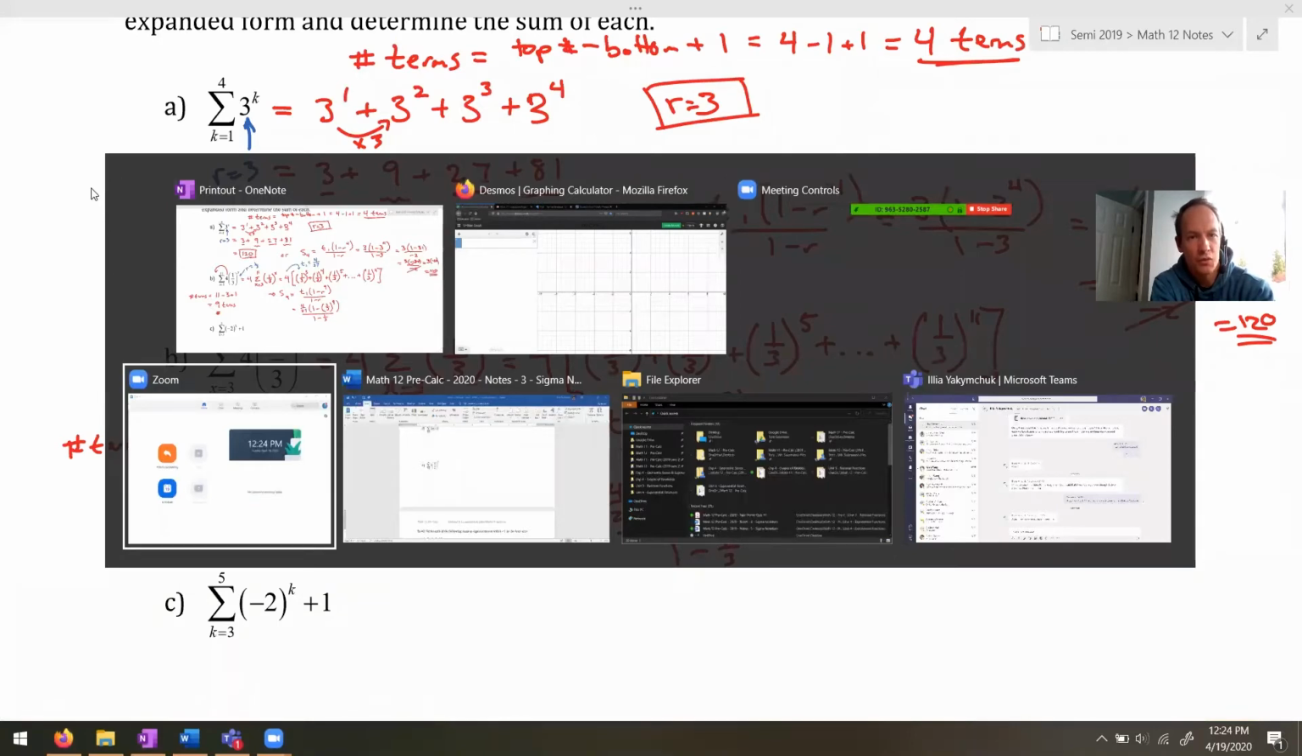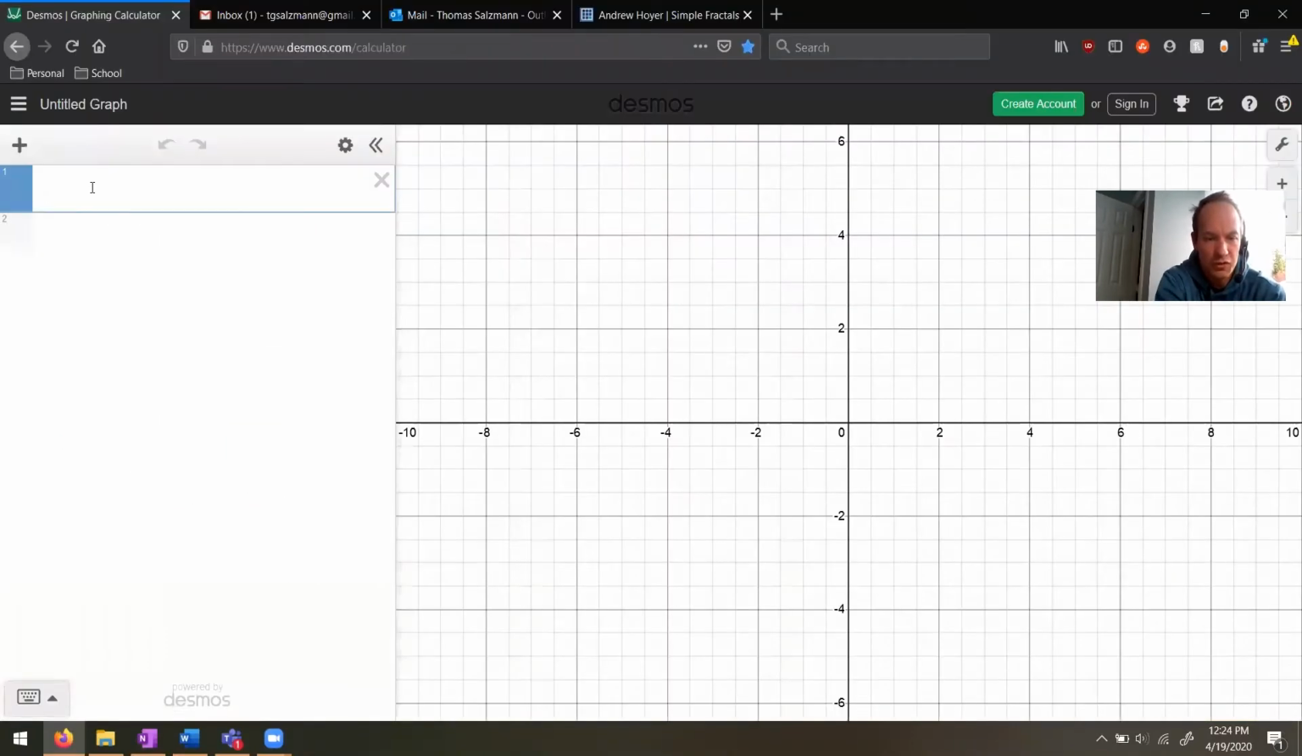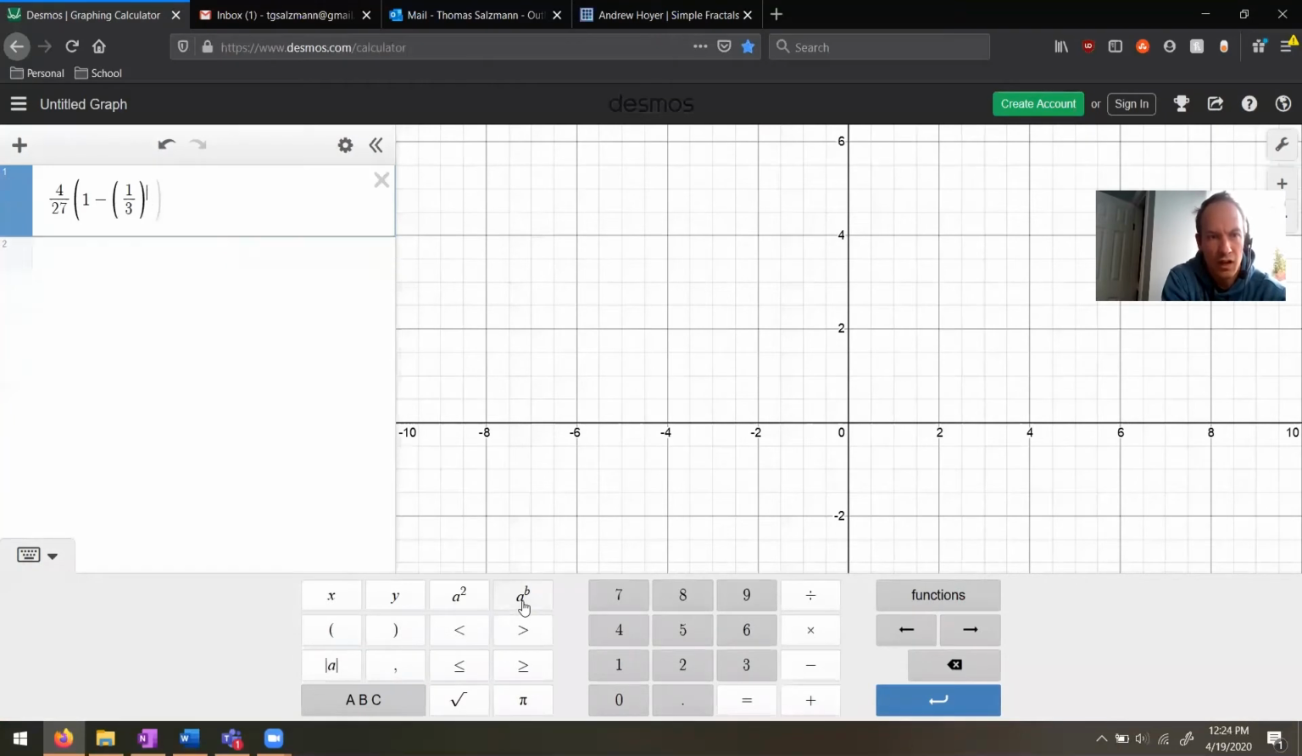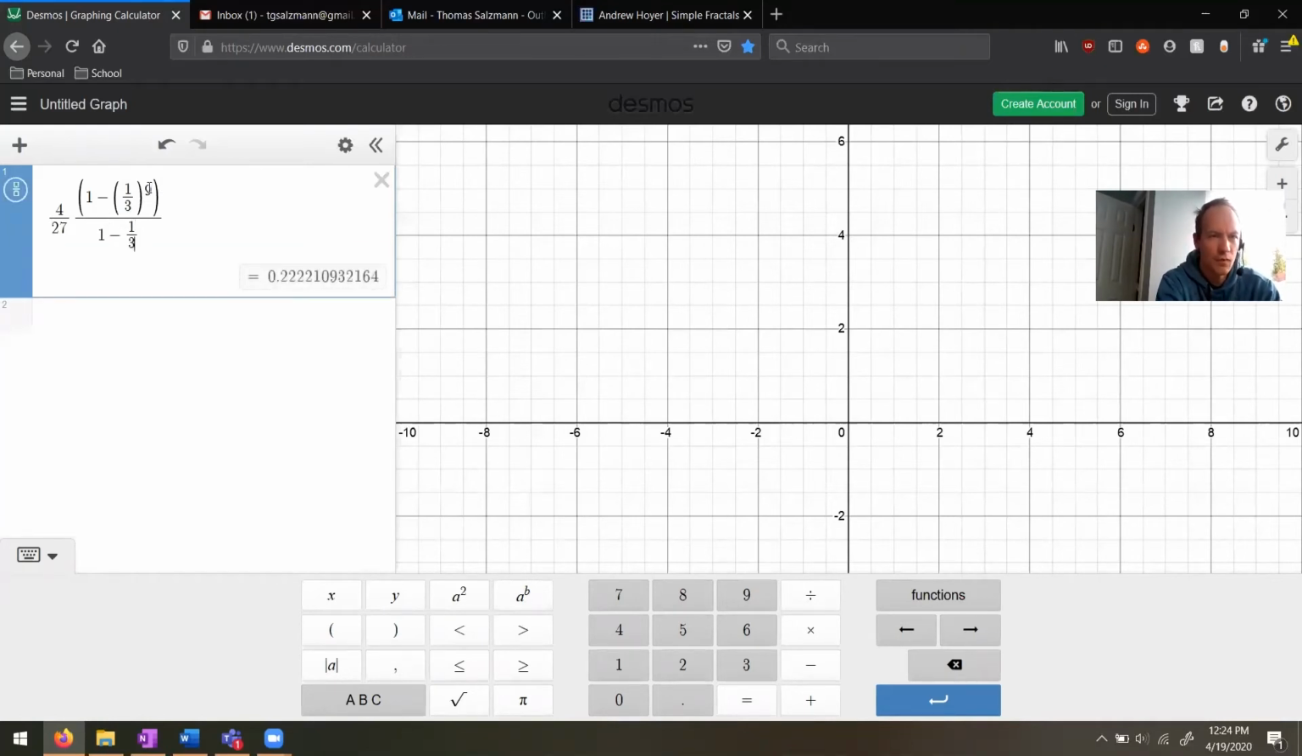This is not really a super exciting part, but we'll just do it. We'll say 4 divided by 27. We're going to multiply that by 1 minus 1 over 3, close it up, and raise it to the power of 9. Then close that all up, and divide this by 1 minus 1 over 3. Okay, so this says 0.22222.